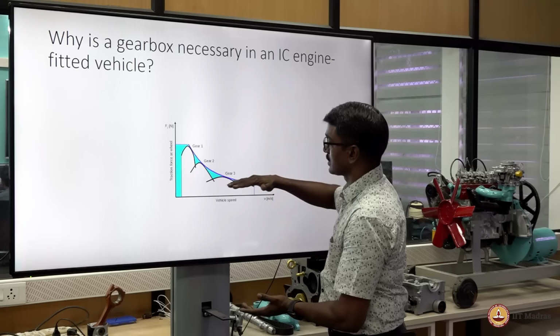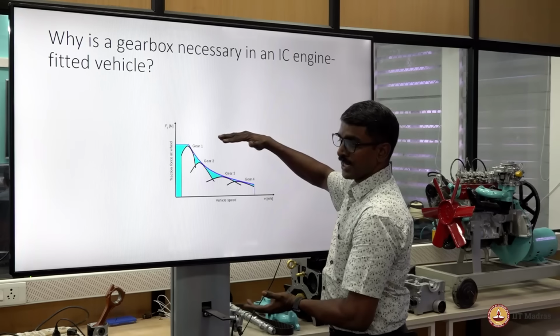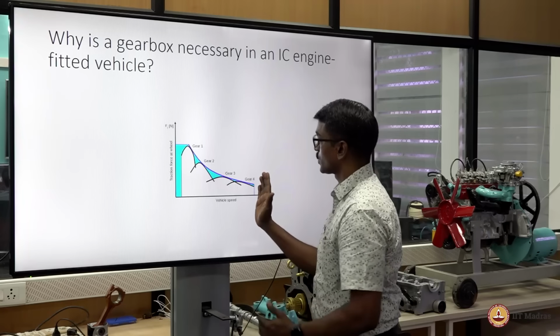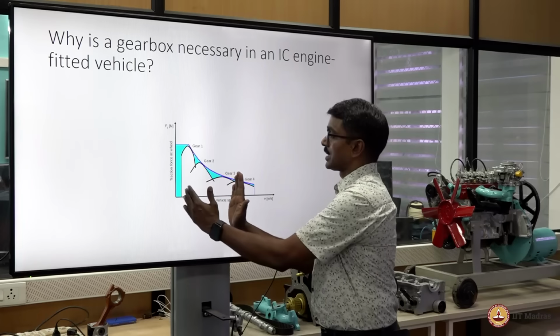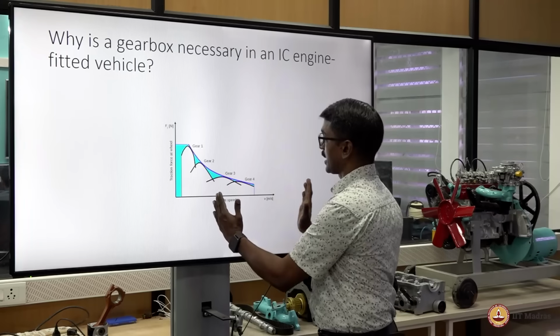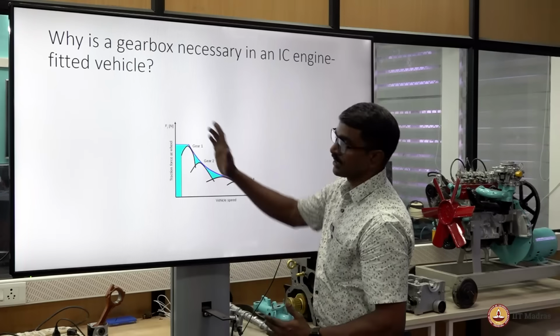So the torque curve shifts here. At the same time, as the torque is increasing, the engine speed also reduces. So it is 7 times, 1/7 the speed of the engine is reduced here. So the curve is shrunk and lifted to the top.